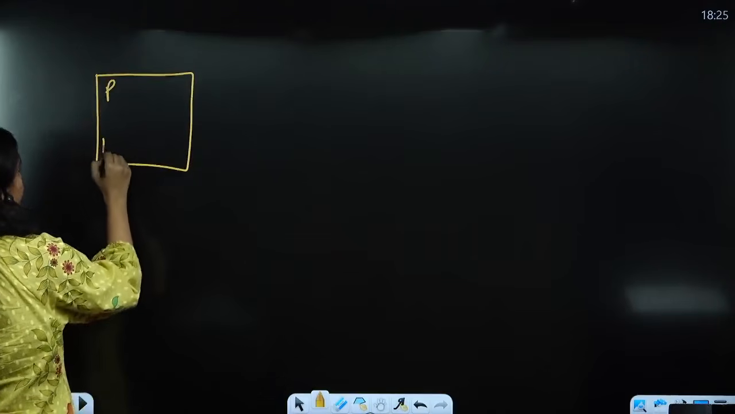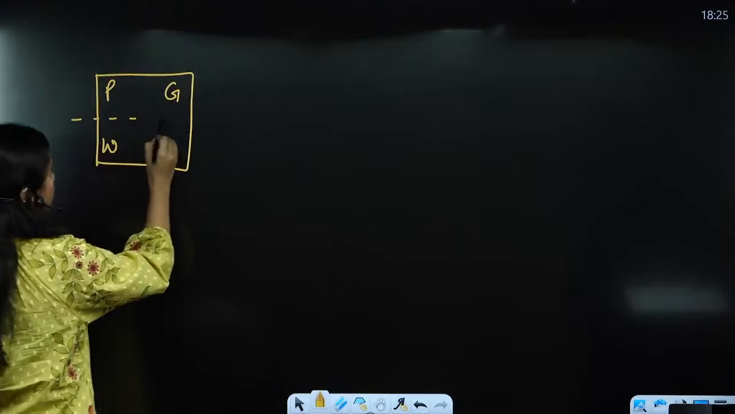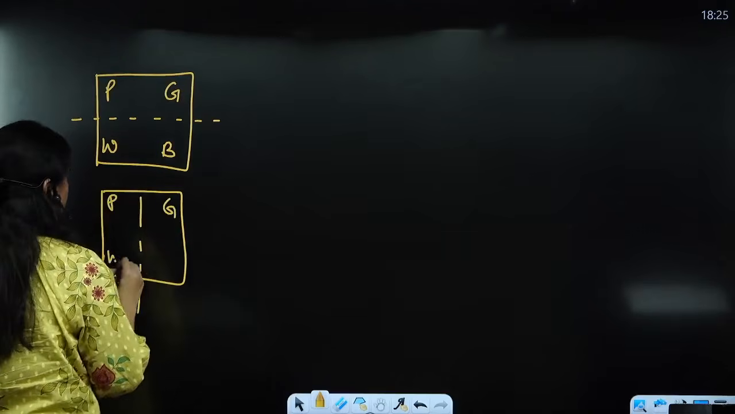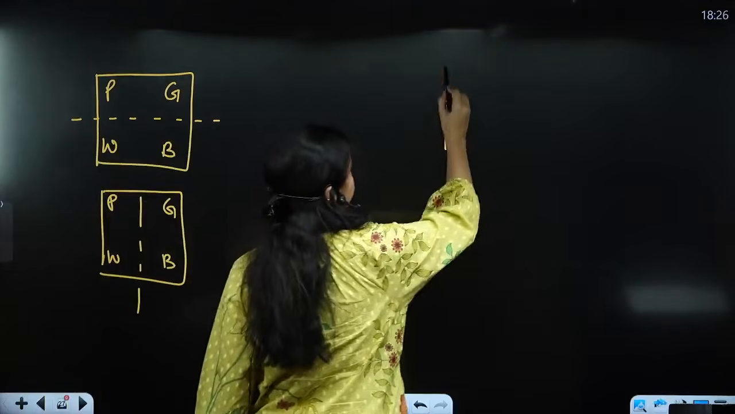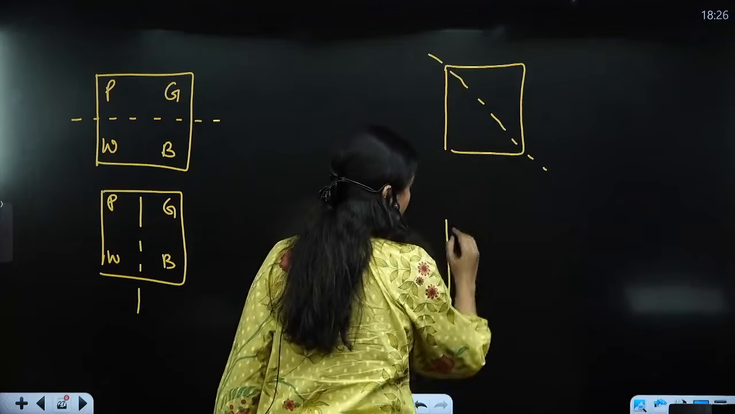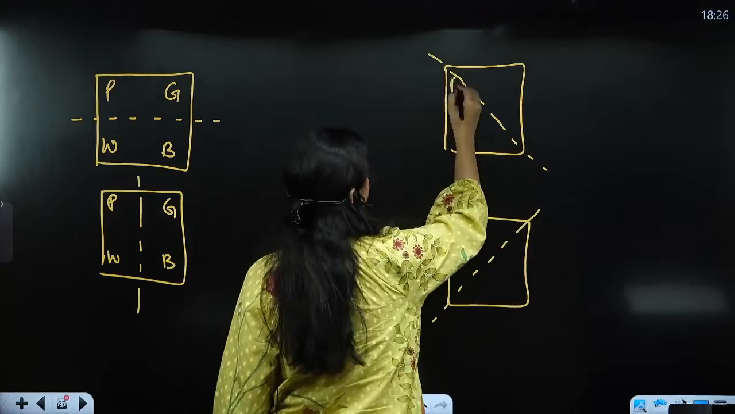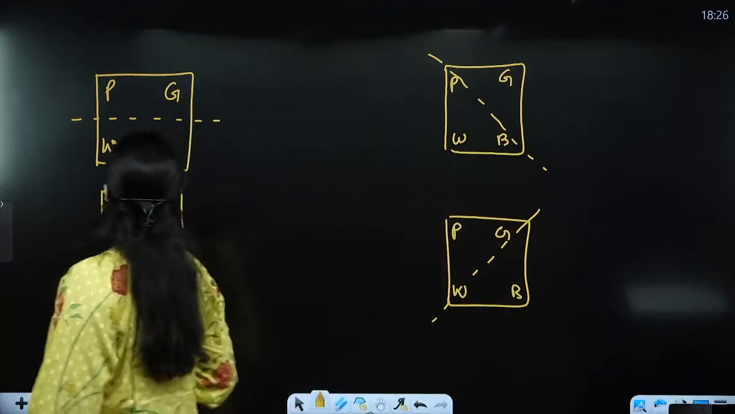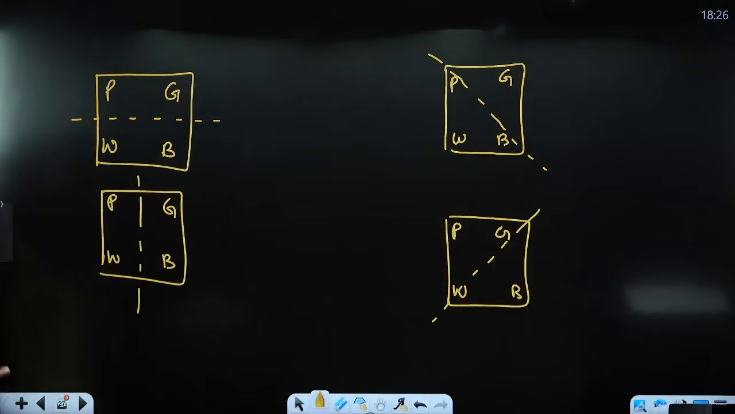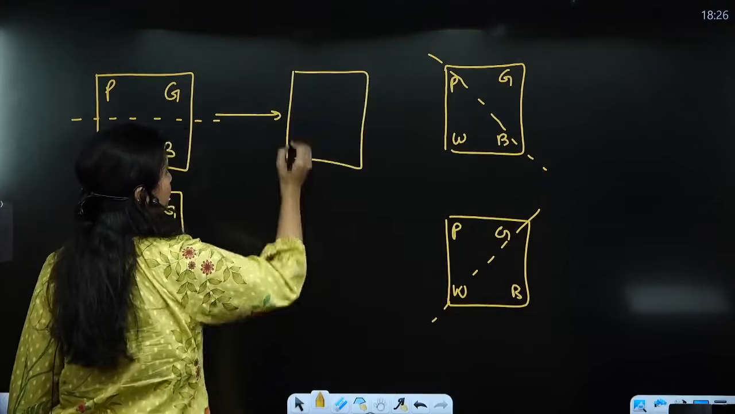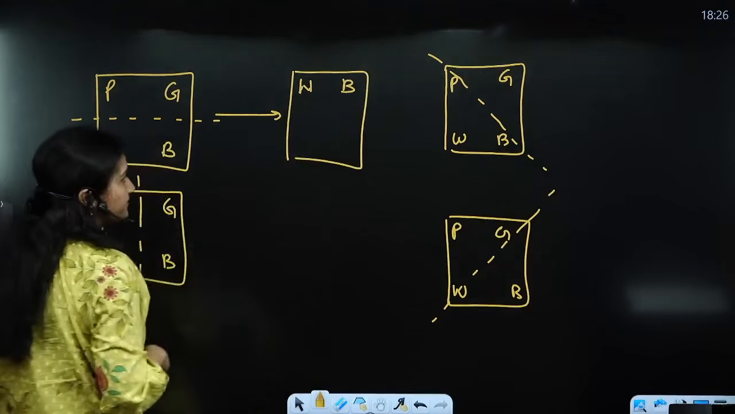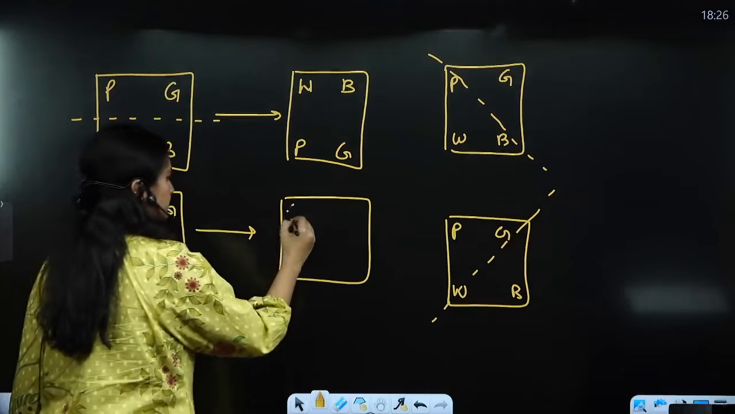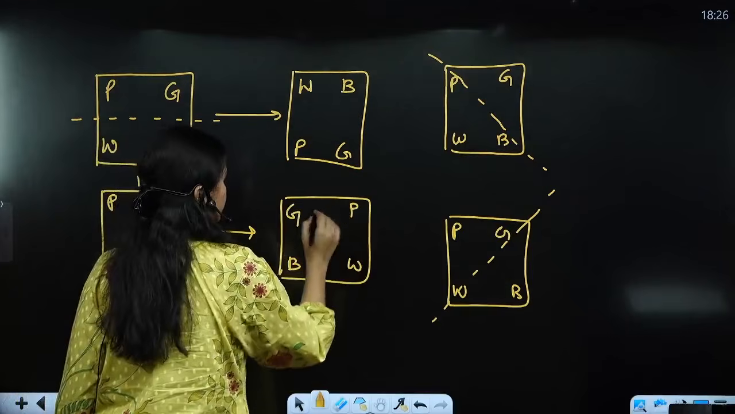Reflections are either along the horizontal axis or the vertical axis, or they can be along the main diagonal, or they can be along the secondary diagonal. So what happens is, when I am reflecting this given shape along an axis, W and B come here and P and G come here. Then similarly, vertically, these are going to flip. So this is GB and this is PW, right?